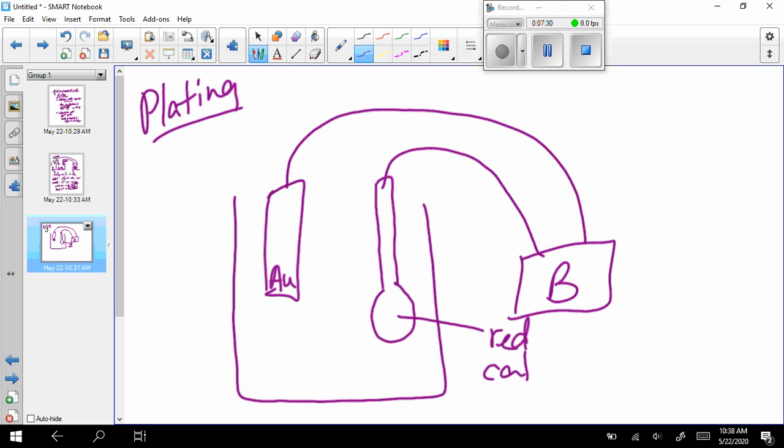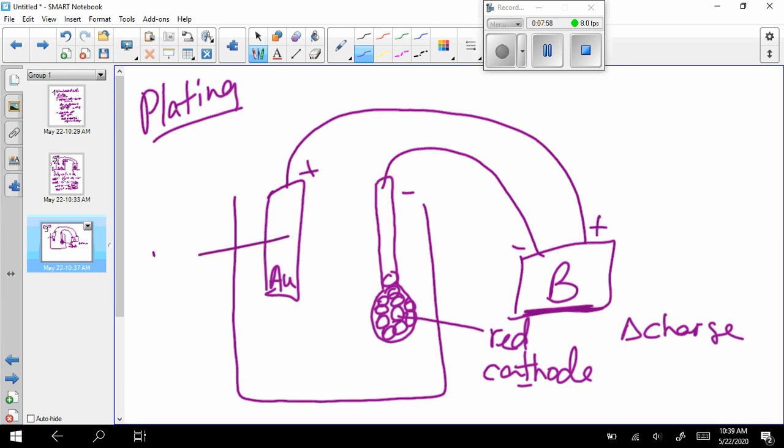So this is my red cat. So this is my cathode. By getting fat, what I mean is I want to cover this in gold. So if I want to cover it in gold, this has to be my red cat. A cathode is normally positive, but as soon as I see the battery, change the charge. So instead of being positive, this is going to be negative. So follow it through and mark negative. And then positive, positive. This is my anode.